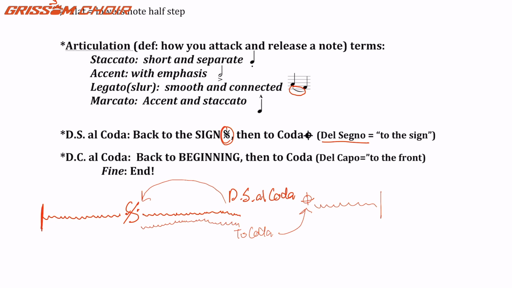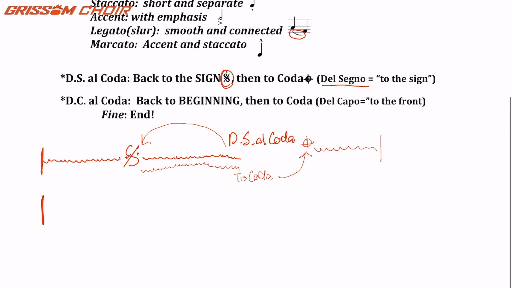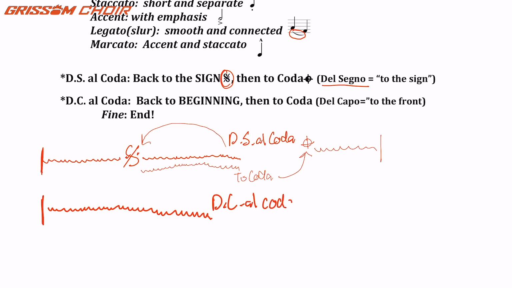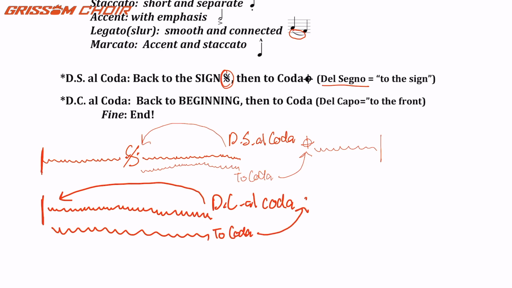DC al coda is very similar. It's just that instead of seeing a sign and going back to the sign, you go to the very top of the piece. So again, we start at the very beginning, and we sing. We see the DC al coda. At that point, we go all the way back to the DC del capo, to the front, to the very beginning, and we sing some more. And then we will either get back to that DC al coda, or we will see to coda, and we will jump on over to the coda and sing to the end.